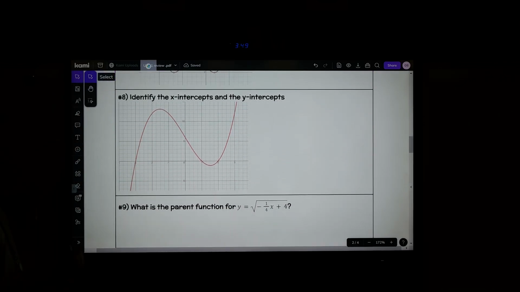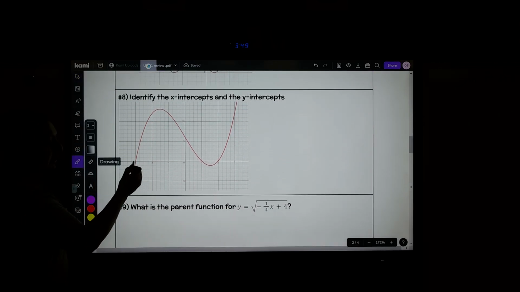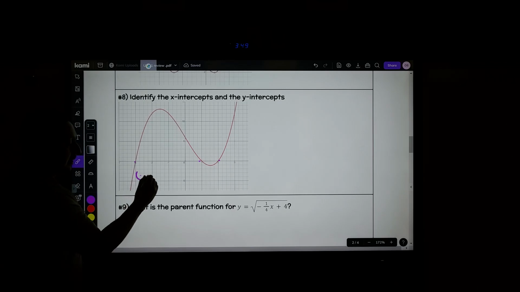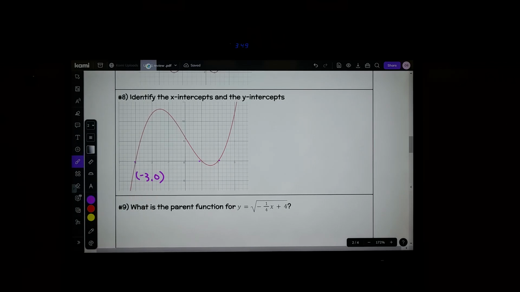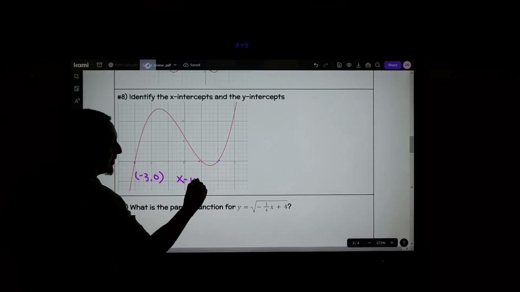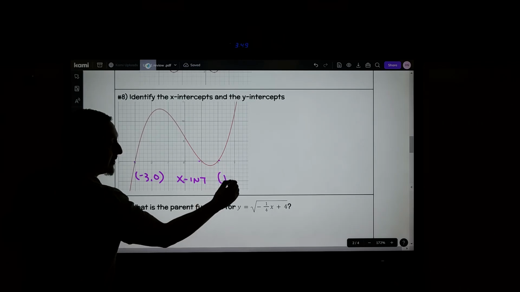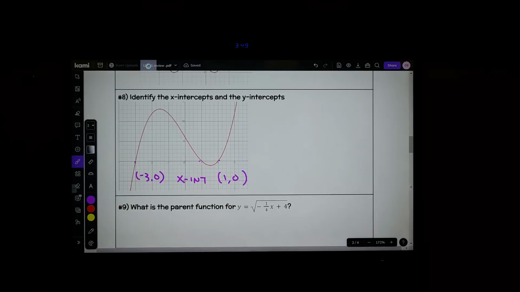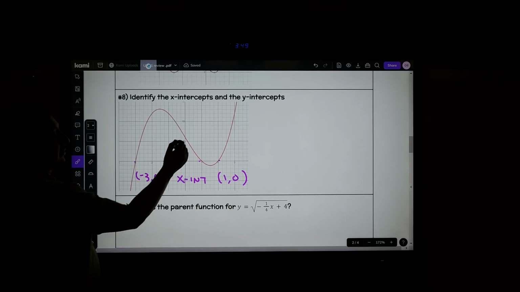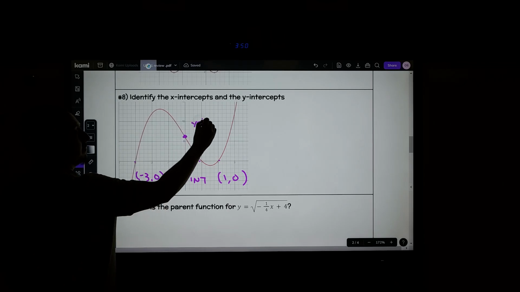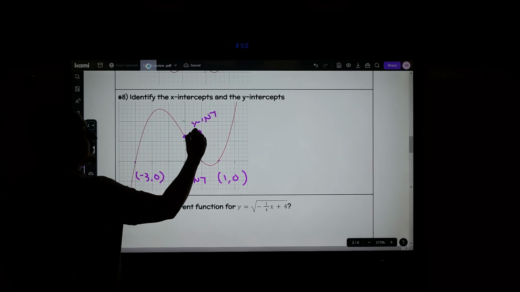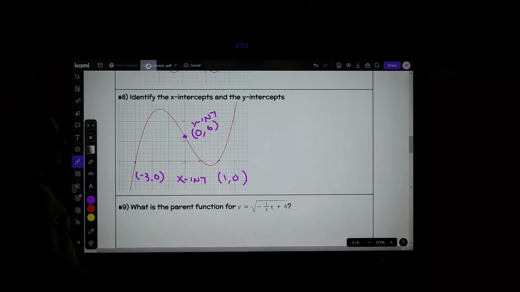Okay, x-intercepts, y-intercepts. X-intercepts, 3 of them. Again, just check your numbers that you don't have them flipped. Like you didn't put 0, -3, it's -3, 0. These are your x-intercepts. You have a 1, 0, 2, 0, right? And then you have one y-intercept located at 0, 6. Not 6, 0. Okay, 0, 6.